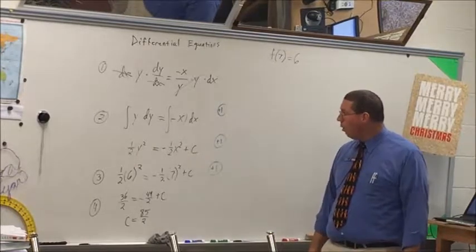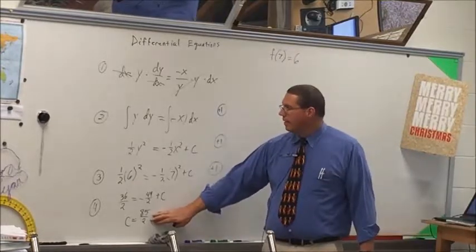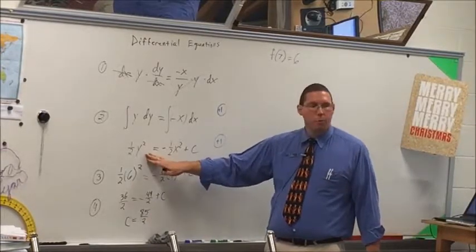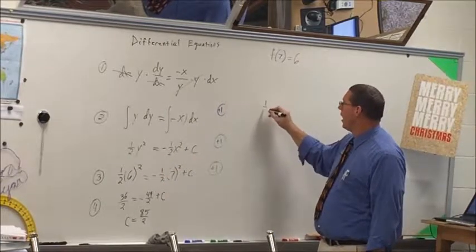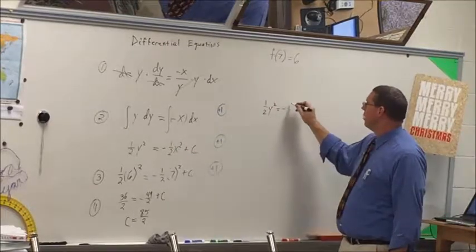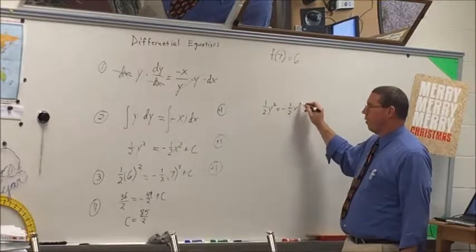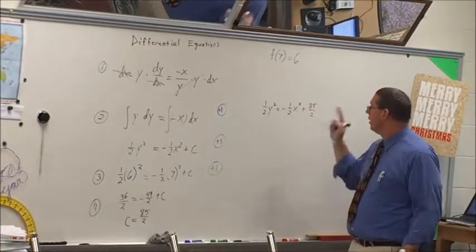Okay. And now what we can do is plug that back into what we had in step 2. We can now plug that in for c, and so now we'll have 1/2 y squared equals negative 1/2 x squared plus 85 over 2.